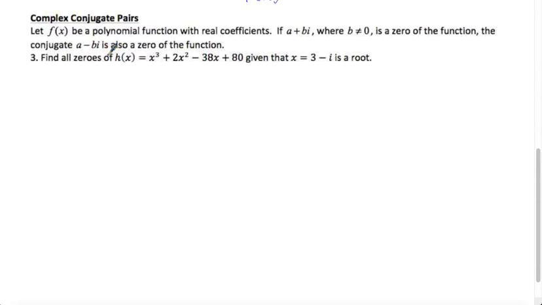So find all zeros of h of x equals x cubed plus 2x squared minus 38x plus 80, given that x equals 3 minus i is a root. So if x equals 3 minus i is a root, then that also means x equals 3 plus i is a root.